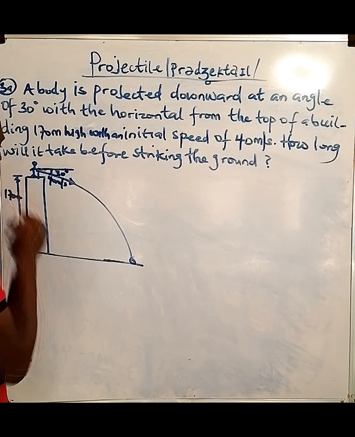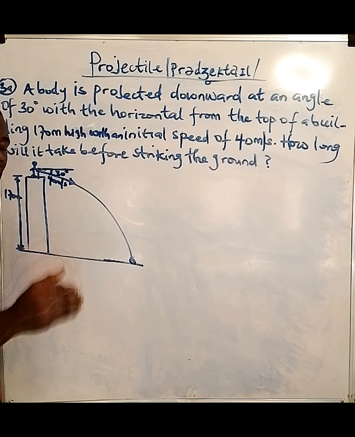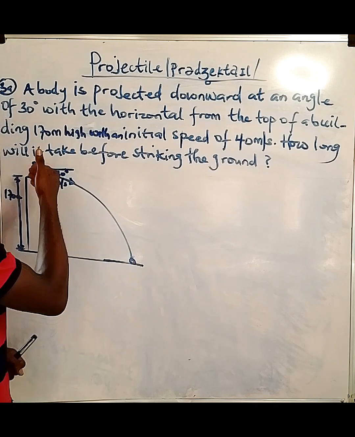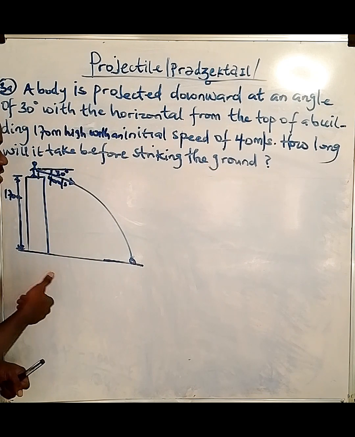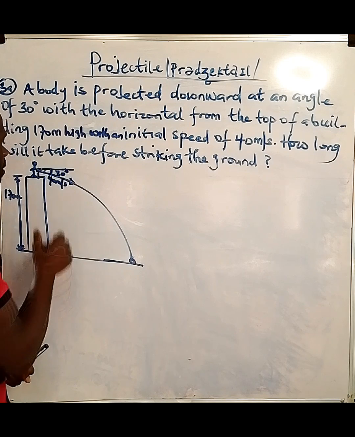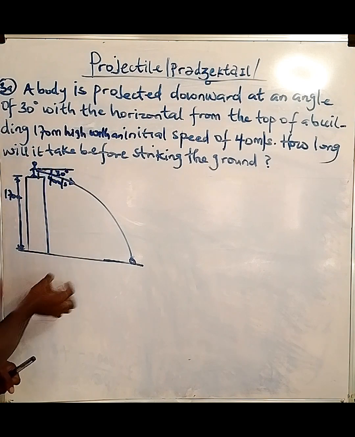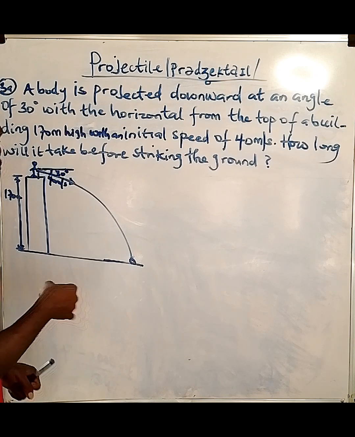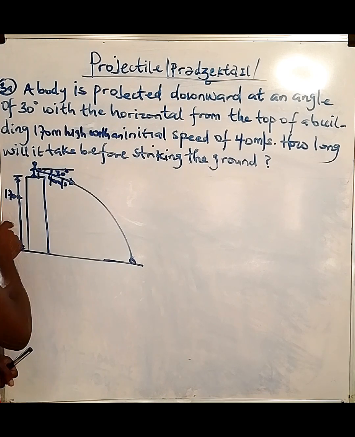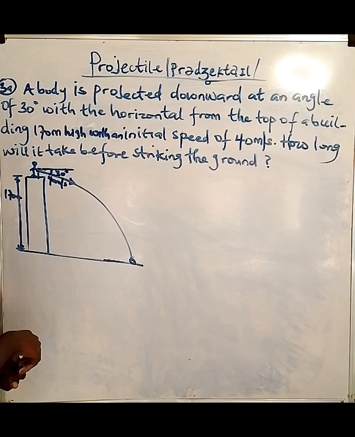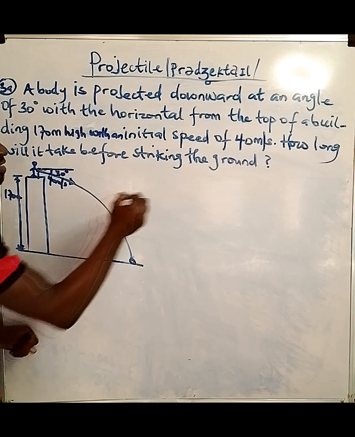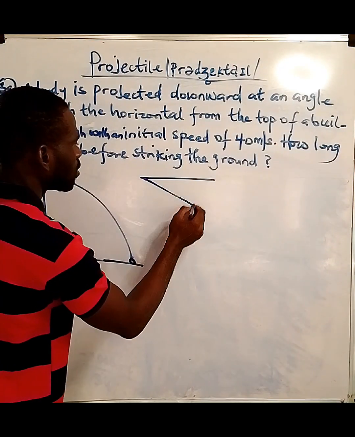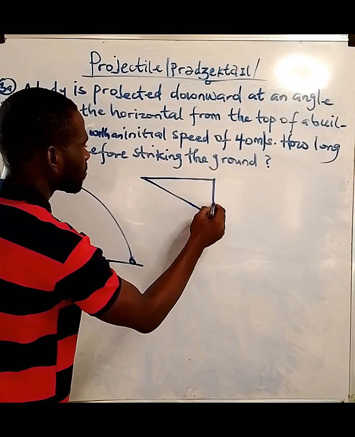Now, don't forget, whatever time it takes the body is going to be the same time for everything along the x-axis and everything along the y-axis. So it's going to take the same time for the body to cover this height, 170 meter, and some distance on the ground. So we are given the height of the body, that is the distance along the y-axis. So let's get the resolution of our initial speed into components.